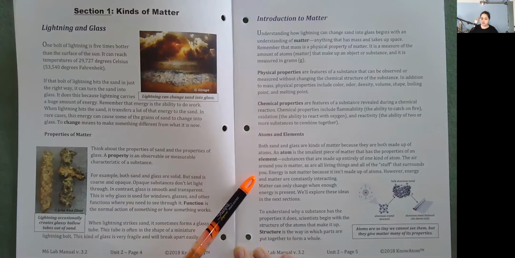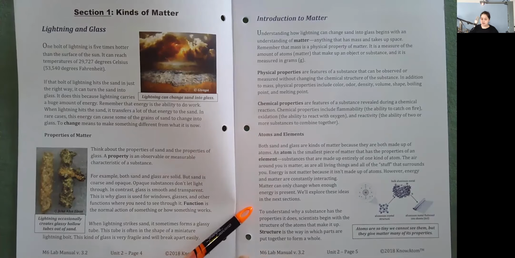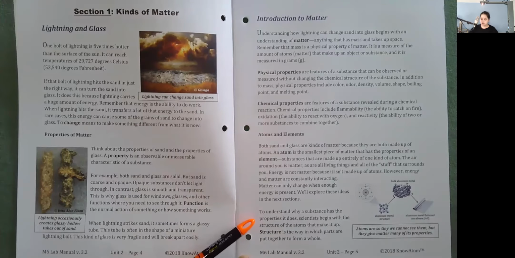However, energy and matter are constantly interacting. Matter can only change when enough energy is present. We'll explore these ideas in the next sections. To understand why a substance has the properties it does, scientists begin with the structure of the atoms that make it up. Structure is the way in which parts are put together to form a whole.